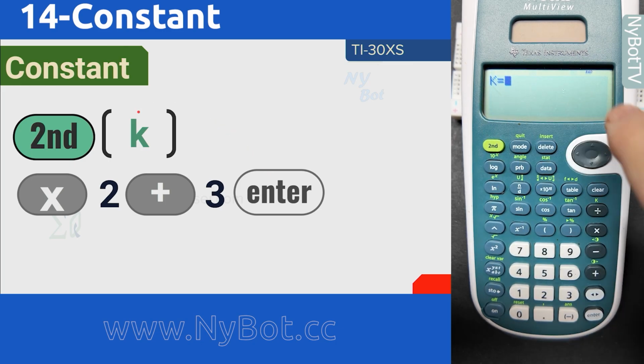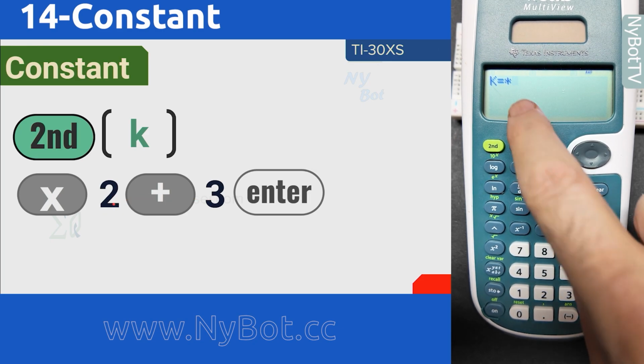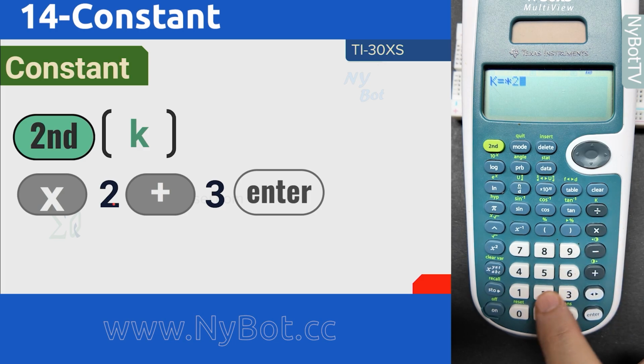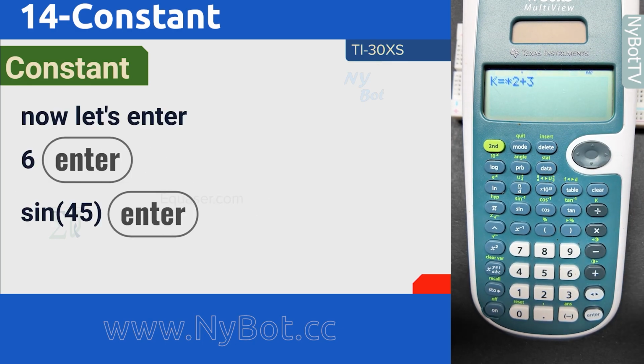So I've pressed enter already. If not, press second function and K and say multiply by 2 plus 3, you see multiply came up, and enter. Now this is there and we can recall it. Now let's enter 6 and enter. So 6, enter, you see it becomes 15.